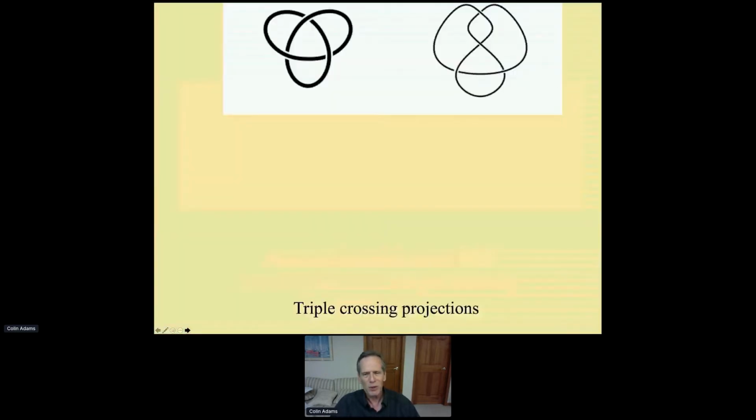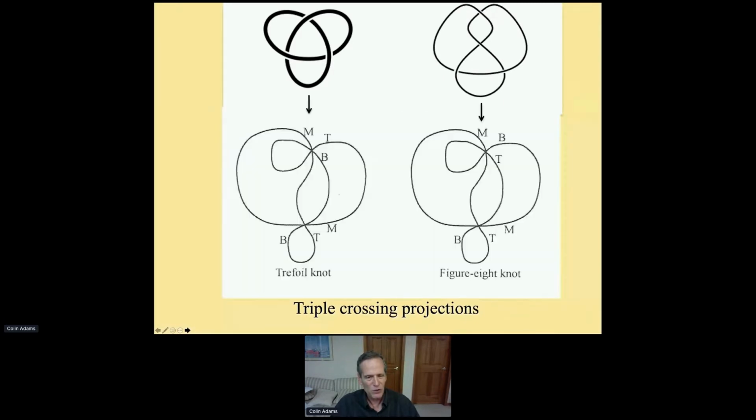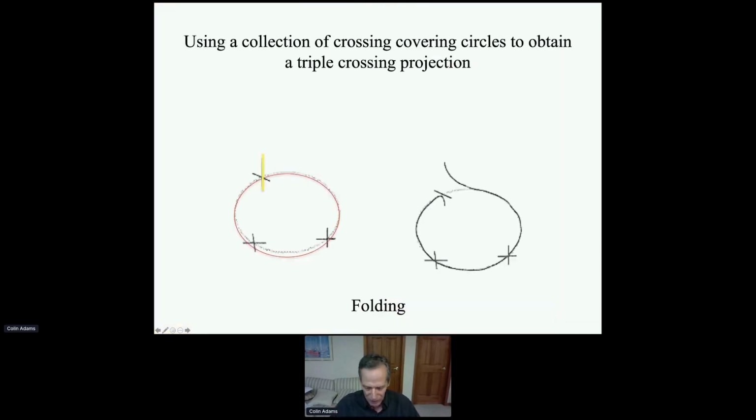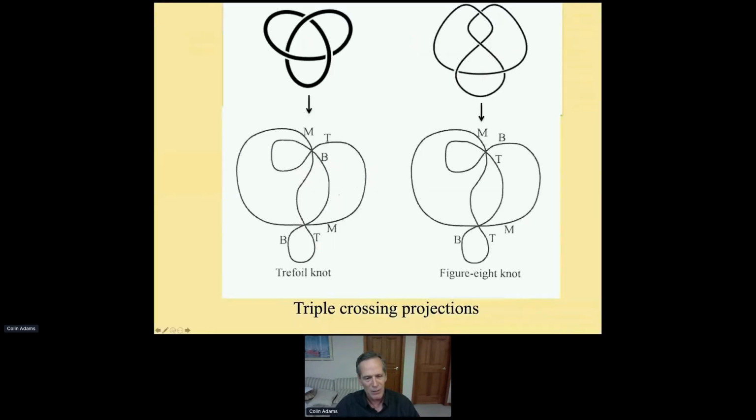So let's look at a couple of examples, two very famous knots, the trefoil knot and the figure-8 knot. And I'd like to find triple crossing projections for these knots. And if I do so, it turns out they look like this. And so you'll see for the trefoil knot and the figure-8 knot, they have the exact same diagram. The only difference is the labelings on the crossings.